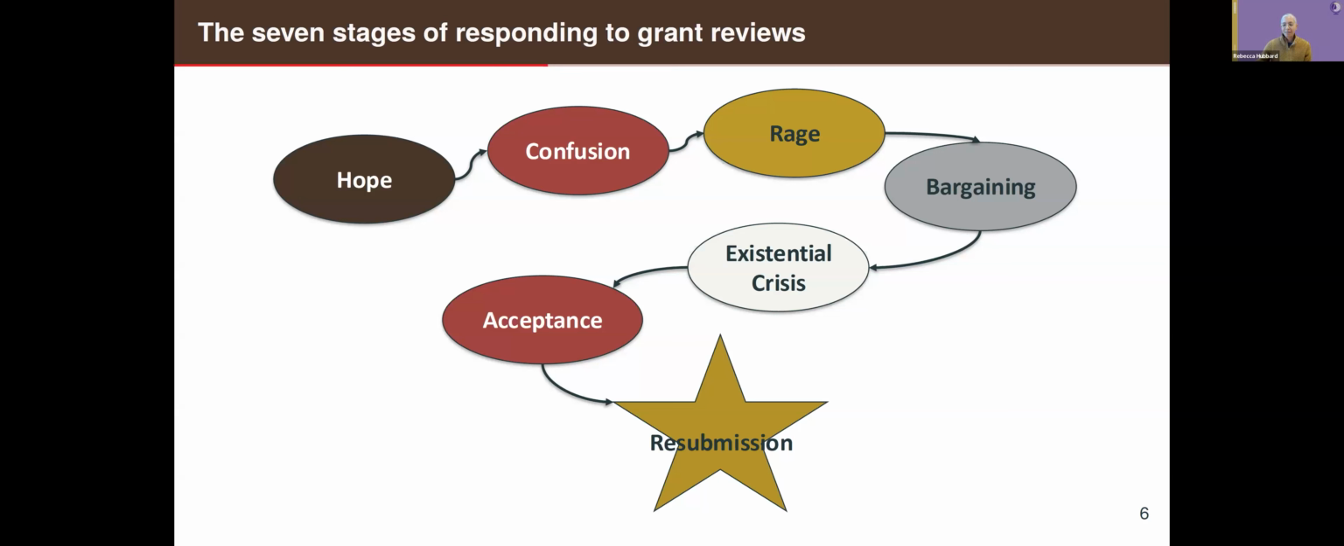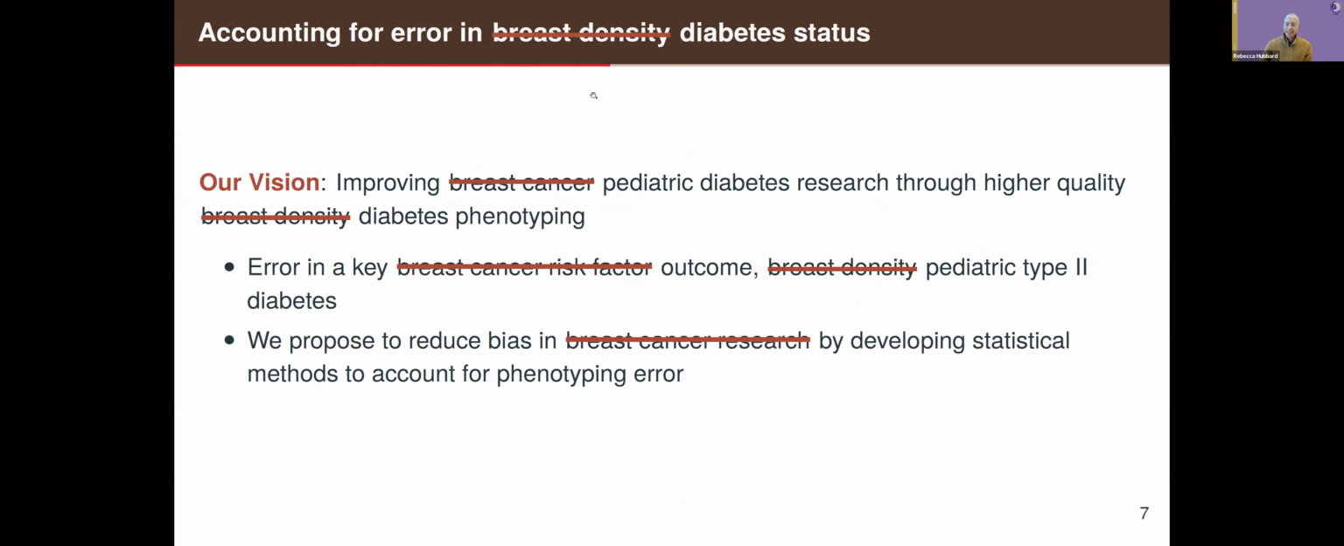So having come to the resubmission stage in this journey, I found that the grant that we were now proposing looked very substantially different from my original vision of improving breast cancer research through better breast density phenotyping. So in pivoting to address the reviewer concerns, I decided they were never going to buy this statistical approach as being useful for breast cancer risk prediction. So I completely threw out the idea of studying breast cancer.